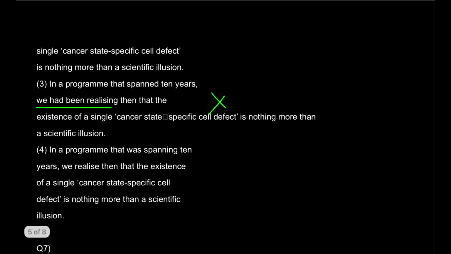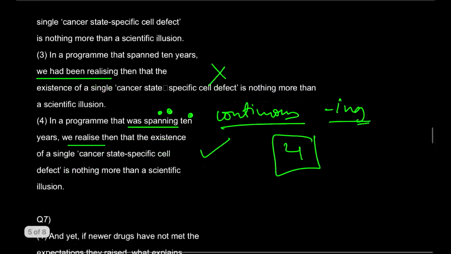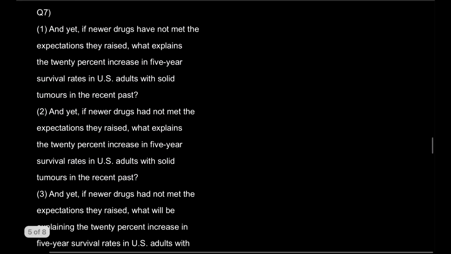In a program that was spanning 10 years, we realized then that the existence of a single cancer state specific cell is nothing but a scientific illusion. This makes more sense. Can I tell you the reason why? Because 10 years spanning is a continuous process. So you have to show some continuation using the word ing. And therefore number 4 is appropriate compared to number 2. बस इसी तरह से सेवेंथ वाले को भी करने की कोशिश कीजिए.